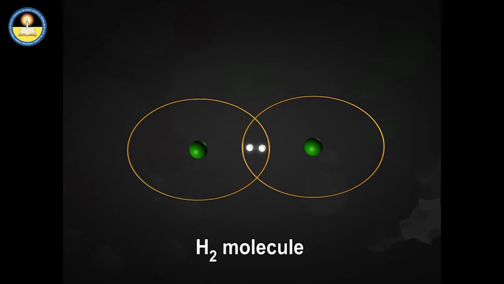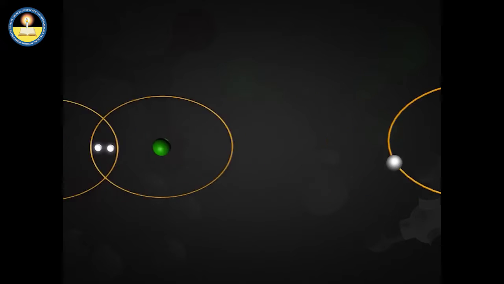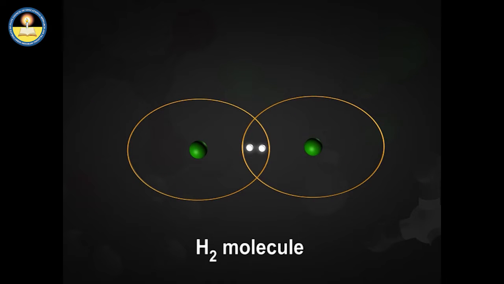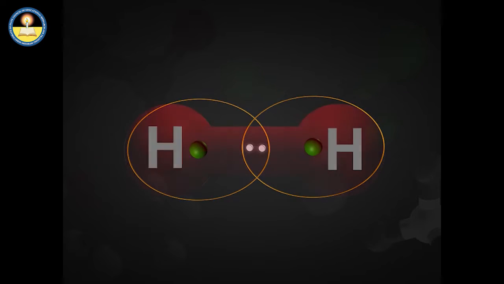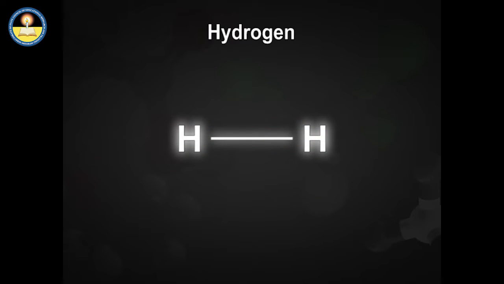This allows each hydrogen atom to attain the electronic configuration of the nearest noble gas, helium, which has 2 electrons in its K shell. We can depict this using dots or crosses to represent valence electrons. The shared pair of electrons is said to constitute a single bond between the 2 hydrogen atoms. A single bond is also represented by a line between the 2 atoms.